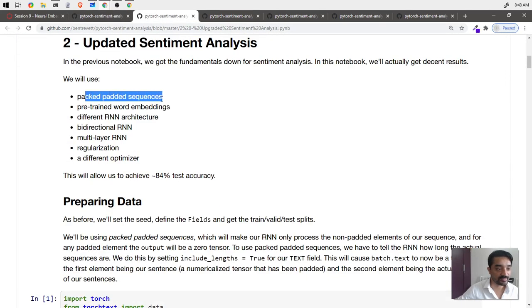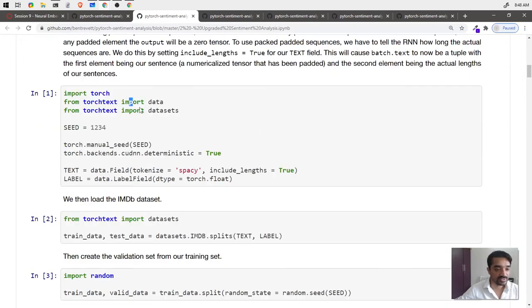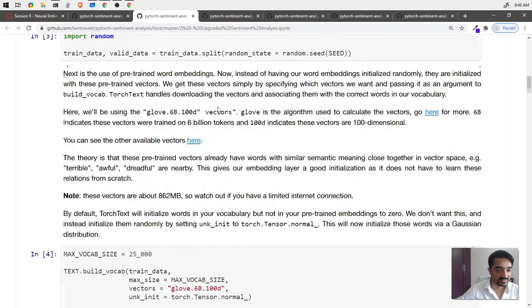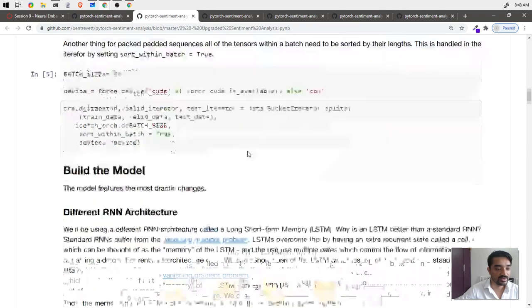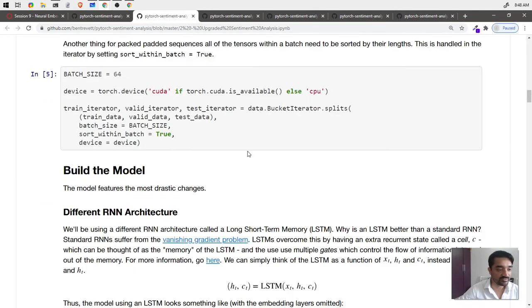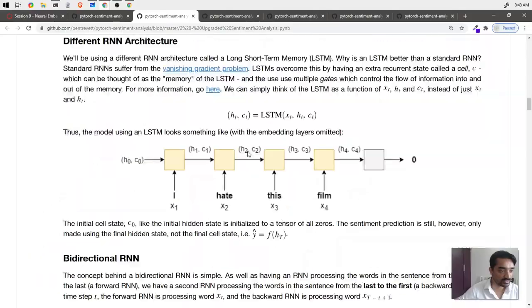What we are going to do is pack padded sequences, pre-trained word embeddings, different RNN structure, bidirectional, and so on. But the most important step is where we are going to be using the pre-trained embedding. We have exactly the same steps, except that now we are going to be using GloVe 6B 100 dimension, right? The one we showed earlier. After that, of course, I'm going to show you the model.